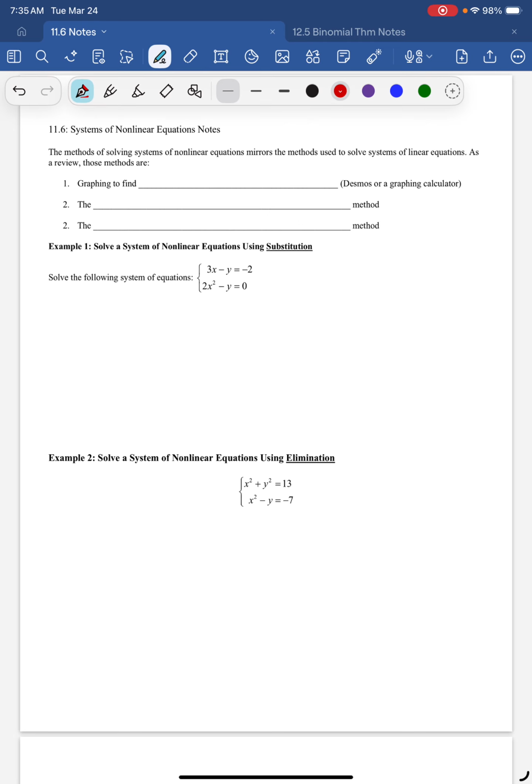We're going to look at section 11.6 today, which is the last section of notes before your test, which is next week. The sub should have given you a note sheet.